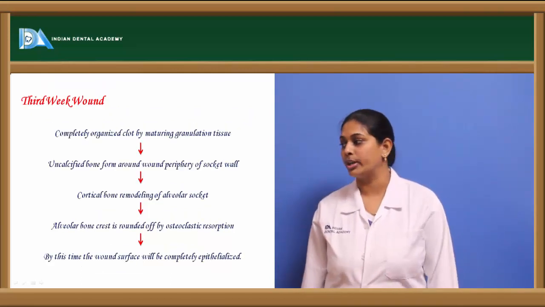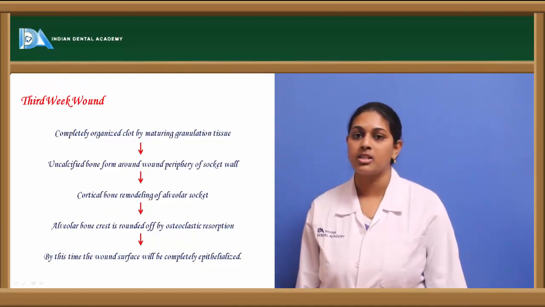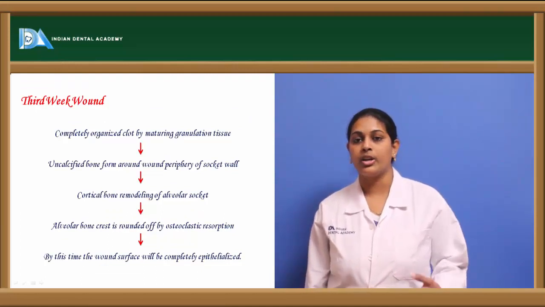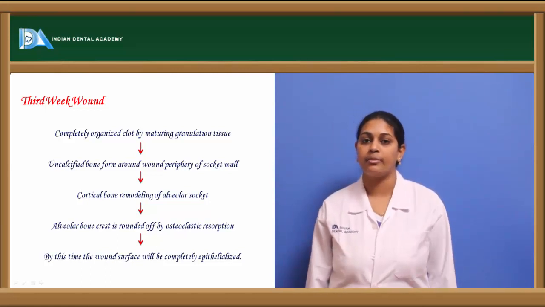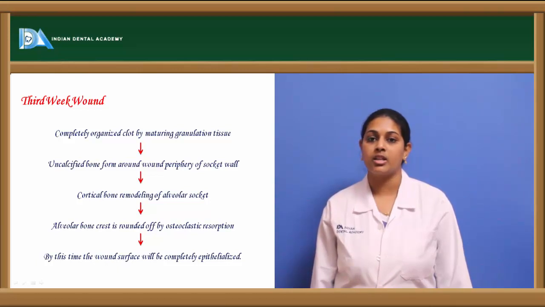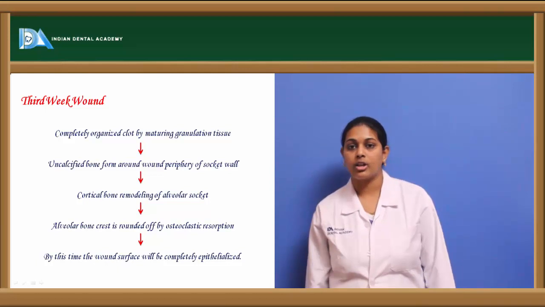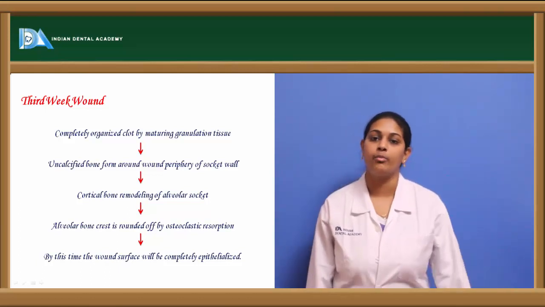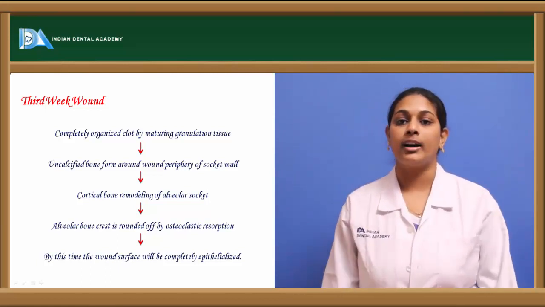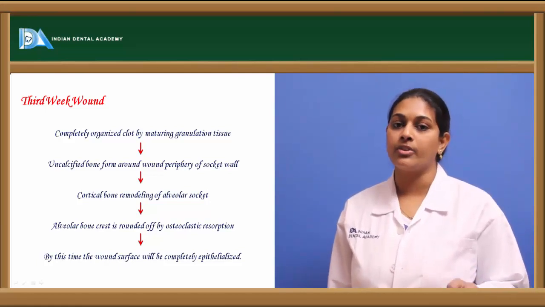Coming to the third week of wound healing, we see that the clot is completely organized with the help of new blood capillaries that provide new nourishment to it. This clot, along with the new capillaries, the fibrin meshwork and the fibroblasts, results in the formation of new granulation tissue, maturing granulation tissue. As already explained, along with the bone resorption activity, simultaneously there is even bone deposition; newly formed bone, that is immature or undecalcified bone, is being formed around the periphery of the socket wall.